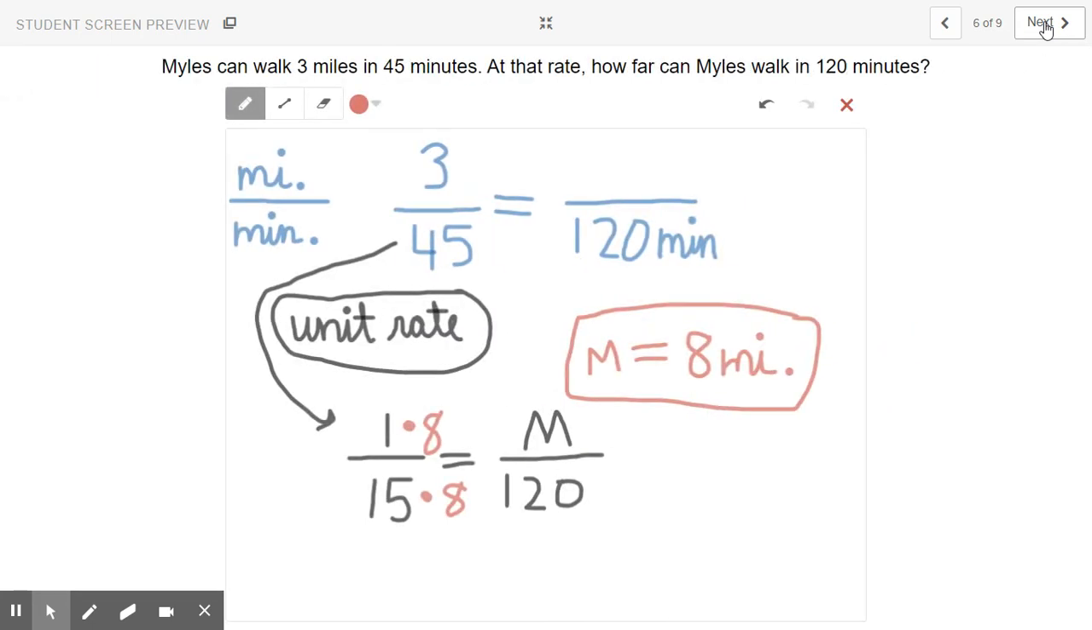Here we're comparing miles to minutes. So 3 miles to 45 minutes. How far can Miles walk in 120 minutes? 45 doesn't easily turn into 120, so I had to find the unit rate of 3 over 45. Divide them both by 3, so it becomes 1 mile takes 15 minutes. So then we multiply. 15 times 8 makes 120, so 1 times 8 is 8. So it takes 120 minutes to go 8 miles.